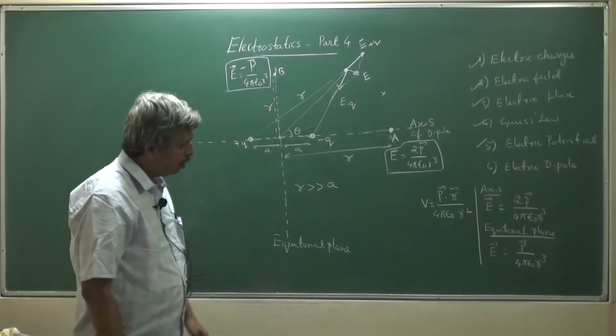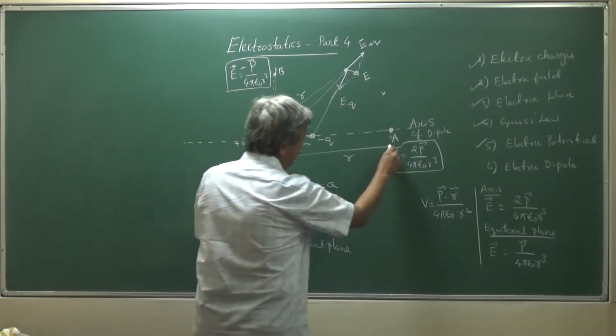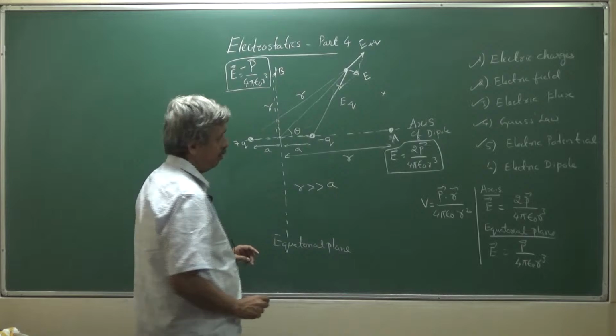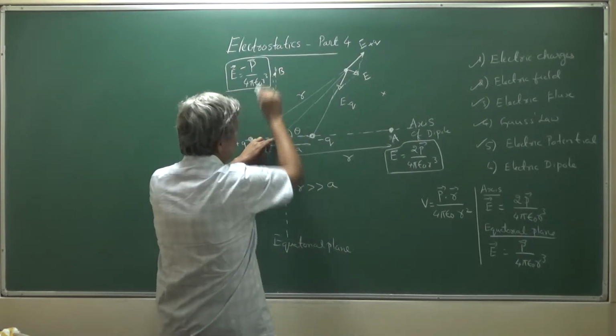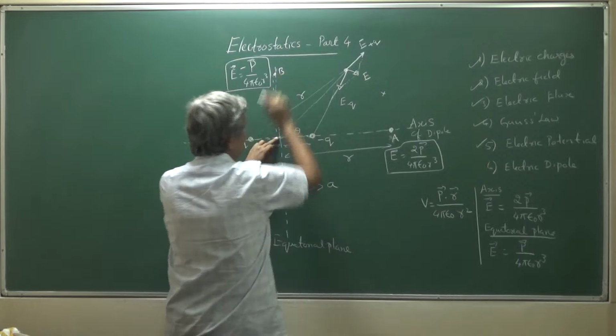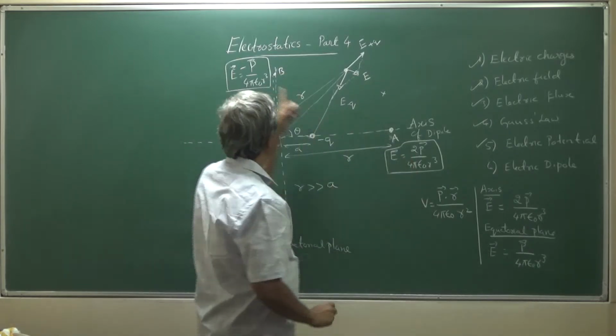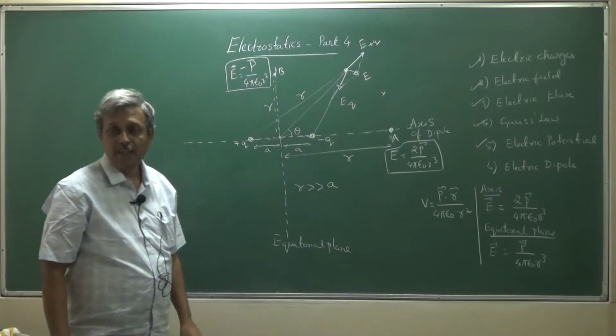So what does it mean? We will look at this here. If you have a distance of, let us say, 2 centimeters, and here you have a distance of that, these two are equal. This R is equal. This value is twice this value, and in the opposite direction.